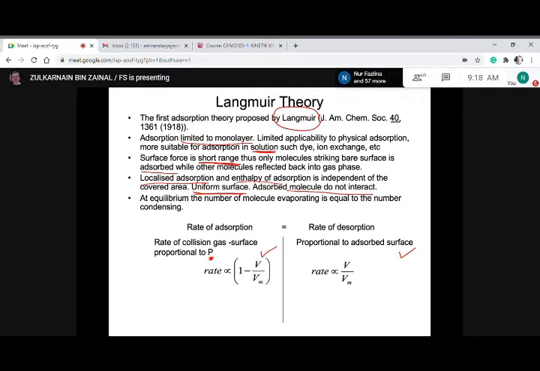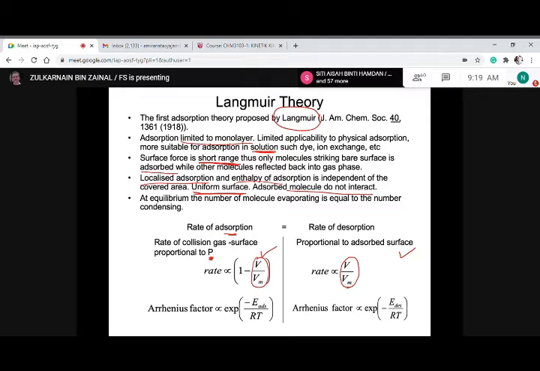So let us see, what is the amount of empty surface? Of course 1 minus V over Vm, because V over Vm is the amount of surface covered. So the rate of adsorption will be proportional to 1 minus V over Vm, and the rate of desorption will be proportional to V over Vm, which is the amount of the surface covered. Okay? All right, that makes sense, right?